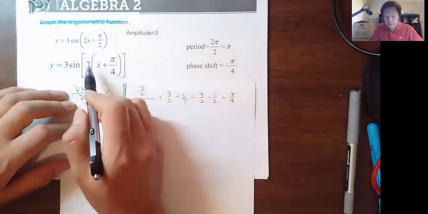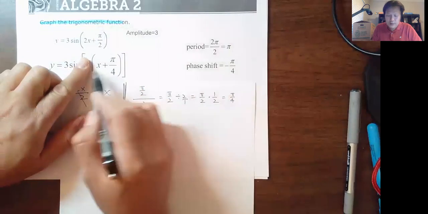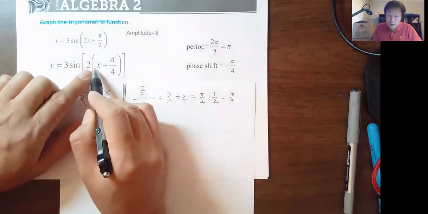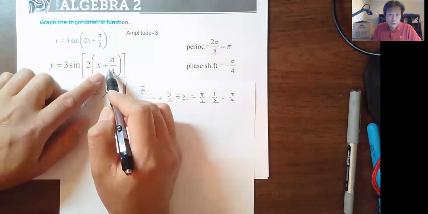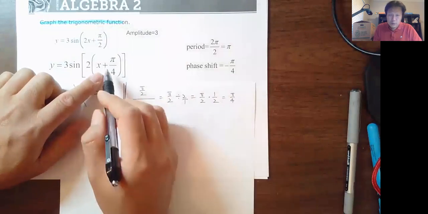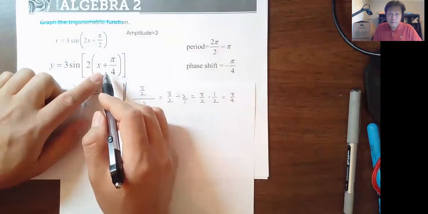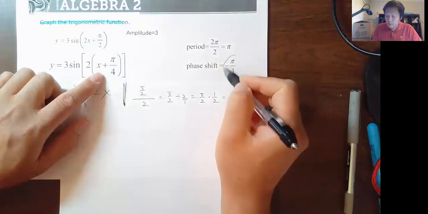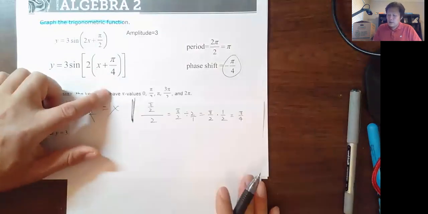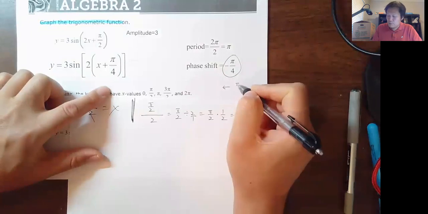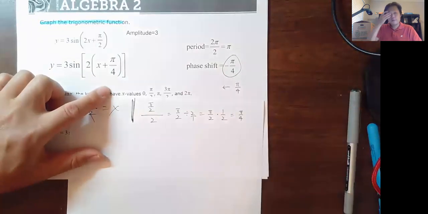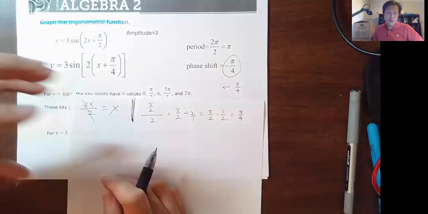Once you factor that out, inside the parentheses x has a coefficient of 1, then you can read the phase shift. So this one will be a phase shift of minus pi fourth, which is the same as moving left by pi fourth. So phase shift is the same as the horizontal shift.